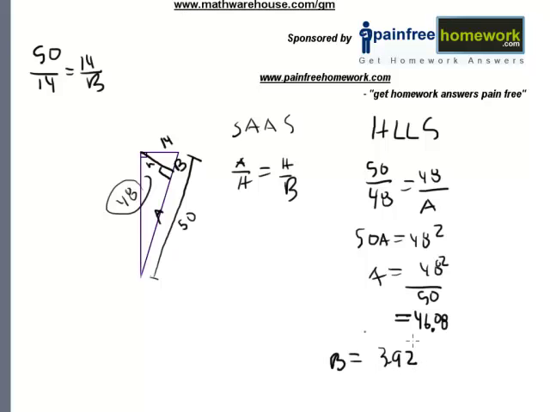Now we can use SAAS by saying, I'll write it closer to the formula, 46.08 over H equals H over 3.92. Alright, and you can cross multiply and solve like we've done before. I won't do that now.